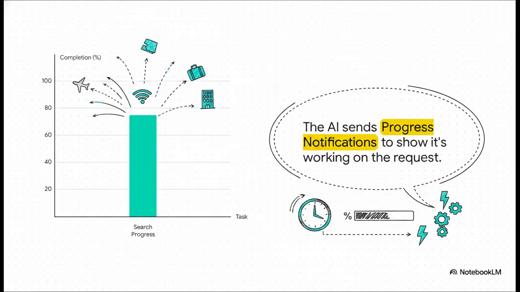All right, now the AI has enough information to get to work, but tasks like searching for flights and hotels can take a little time. So, to avoid just leaving the user hanging, it sends out a progress notification. This little update is so important for managing expectations and showing that, yes, it's actively working on it.